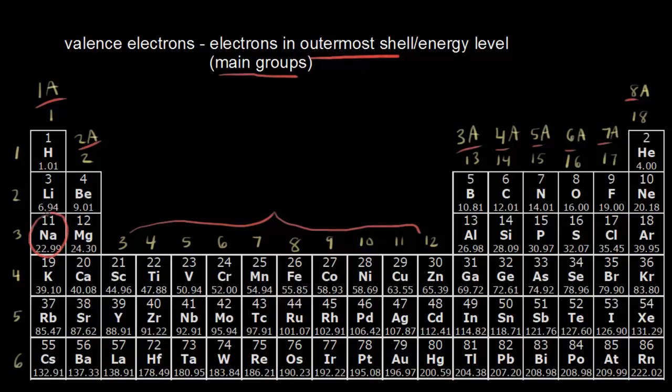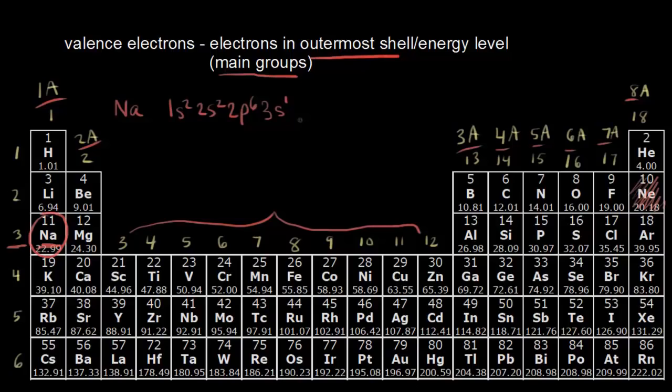If I wanted to write an electron configuration for sodium, I assume you already know how to do these. You would say it is 1s2, 2s2, 2p6, and that takes you all the way over here to neon. Then that brings you to the third period, or the third energy level, and you have one more electron to worry about, and that electron would go into a 3s orbital. So the full electron configuration is 1s2, 2s2, 2p6, and 3s1.